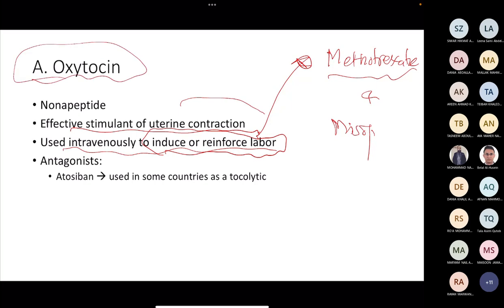So oxytocin, as we said, could be used to induce abortion or labor. They begin labor induction if the woman exceeds the expected day of delivery by 2 weeks. I don't know if you are familiar with this, but when they find out a female is pregnant, they give her an EDD, expected day of delivery. So if she exceeds the day of delivery by 2 weeks, they have to induce labor, meaning they help her with delivery. So oxytocin is used in such protocols.